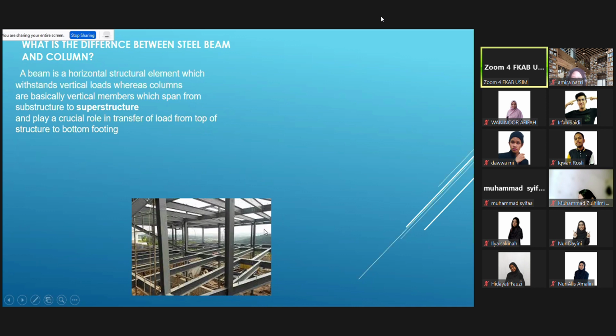Kalau small column spacing or shorter column spacing, the members can be smaller. Kalau it's a long span, meaning it's more than, sorry, 30 meters, 100 feet, then the member will be longer. It depends on the span of the structure.